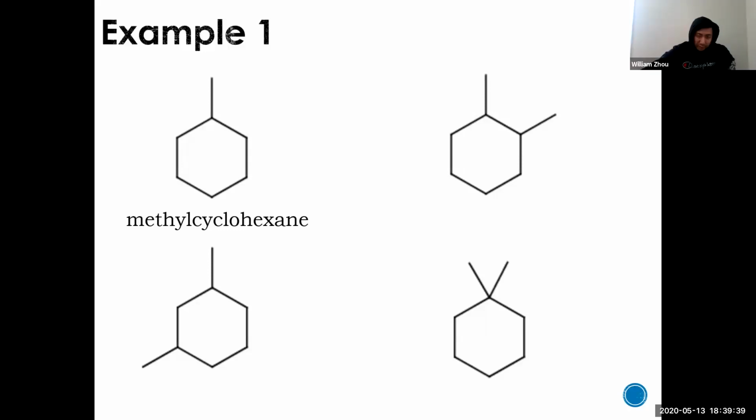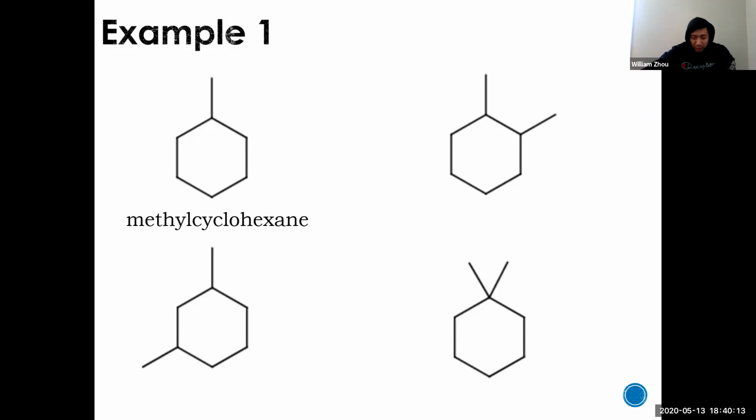Because, well, what is the number? What carbon is it on? 1. 1, obviously 1. It has to be 1. It doesn't matter where you move the branch. It's always going to be carbon 1. You see what I'm saying? If you move it, we'll just redefine what carbon 1 is, and it's going to be the one with the branch. So you don't need the 1. That is redundant because it's always going to be carbon 1. So writing the 1 is a waste of time. So we actually don't write the 1. So it's methylcyclohexane.